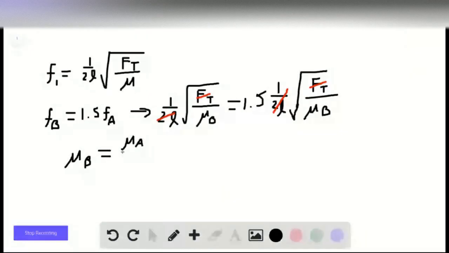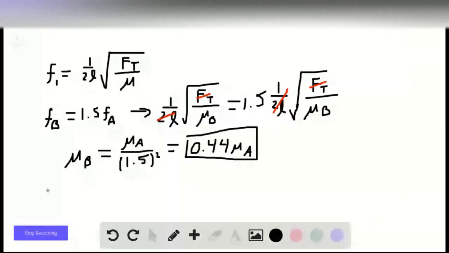divided by 1.5, and this is squared, which equals 0.44 mu a. Okay, and box that in. So that's one of our solutions. Next, now we know Fb, so we want to find mu c relative to mu b, or I'm sorry, relative to mu a.